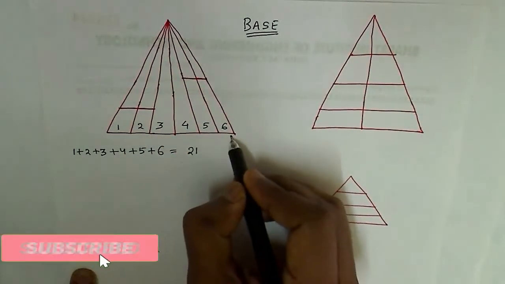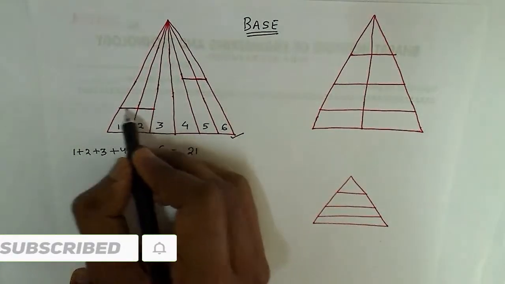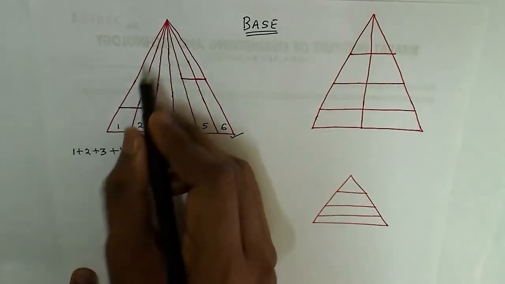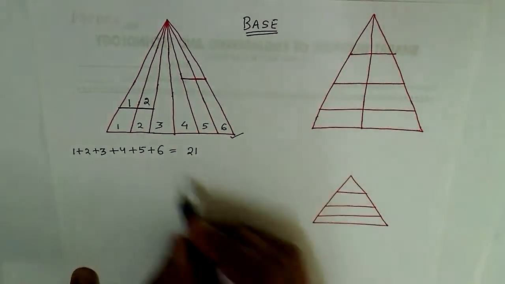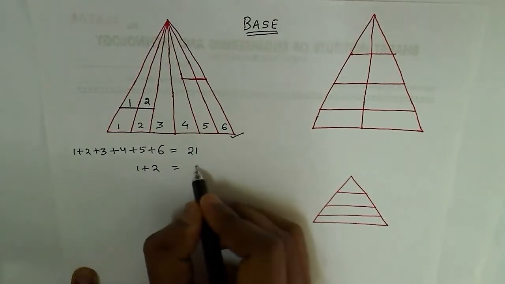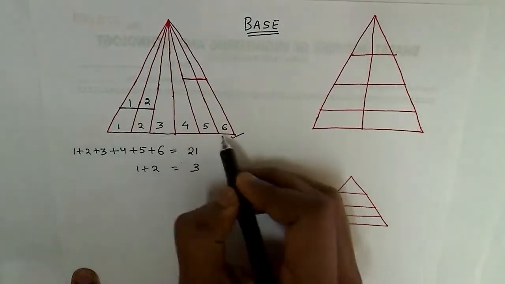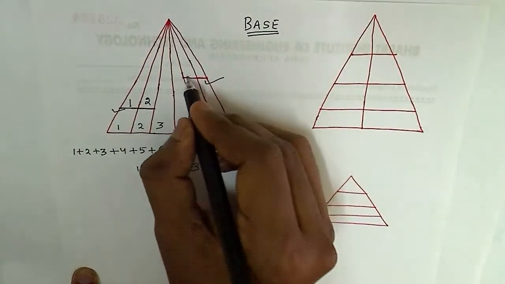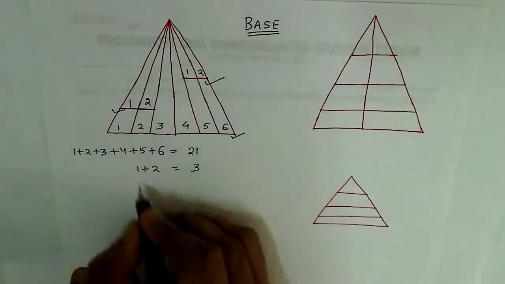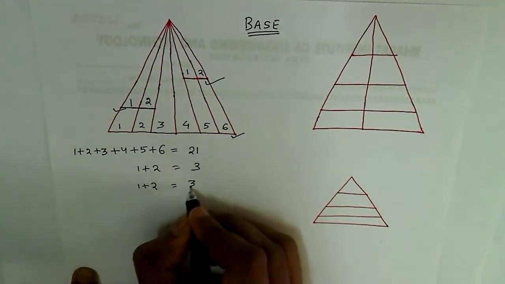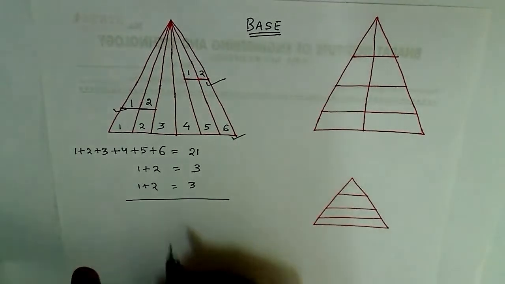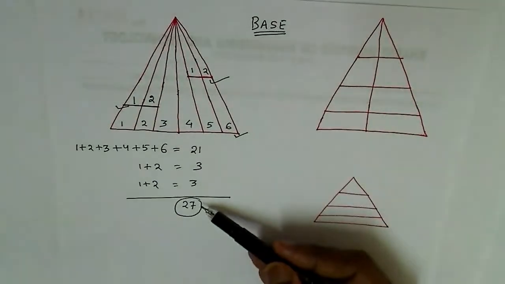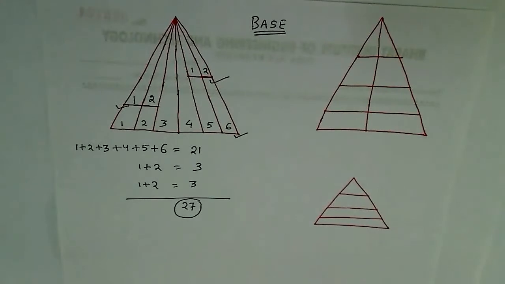After this, we have completed this base. Now you can see here we have one more base. Again in this base, how many triangles are there? This is 1, this is 2. So I will write 1 plus 2, which is equal to 3. We have completed this base also. Now come to this one. In this base, how many triangles are there? This is 1, this is 2. So again 1 plus 2, which is equal to 3. Now if we add all these things, we will get 27. In this figure, total 27 triangles are there.